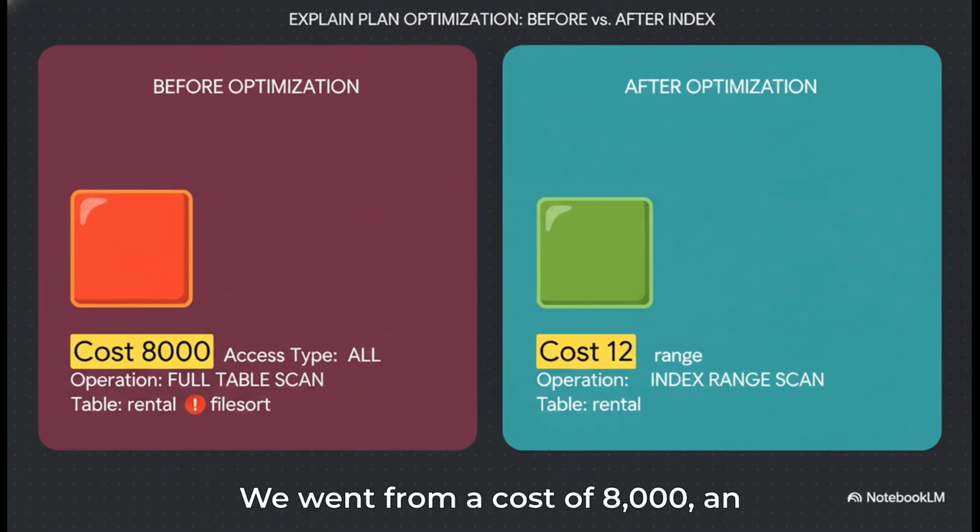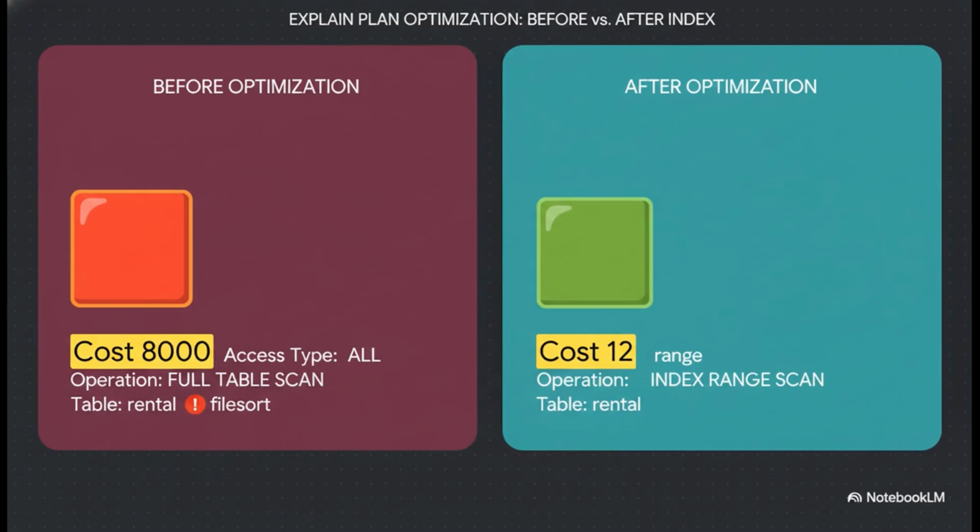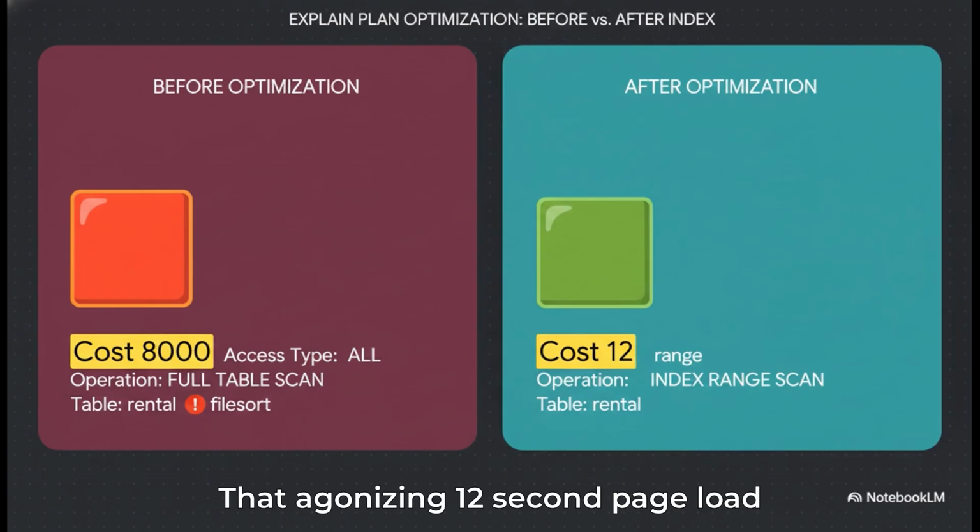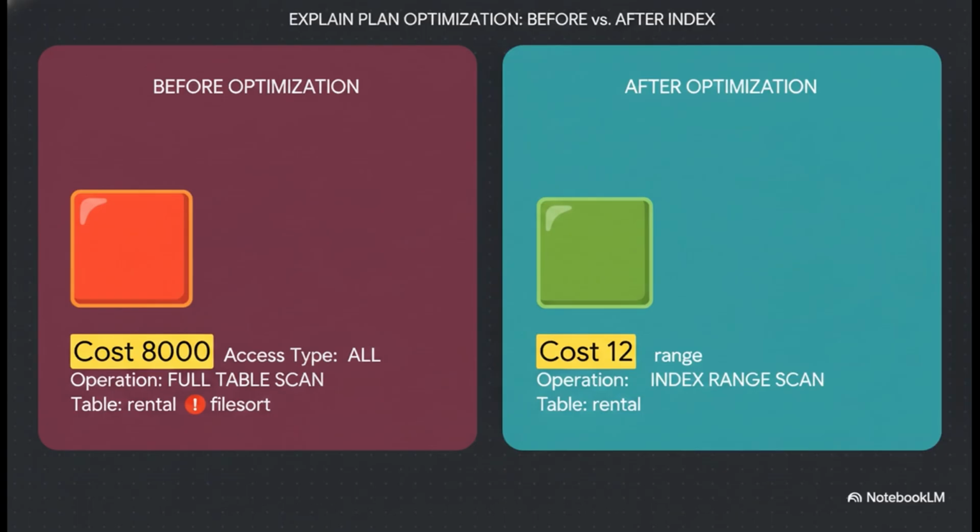We went from a cost of 8,000, an angry red ALL node, and an expensive file sort, to a serene, perfectly healthy green node. The access type is now a lightning-fast index range scan. That file sort has been completely eliminated because the database is just reading the rows in order directly from our brand new index. That agonizing 12-second page load is now executing in milliseconds. Surgery was a complete success.